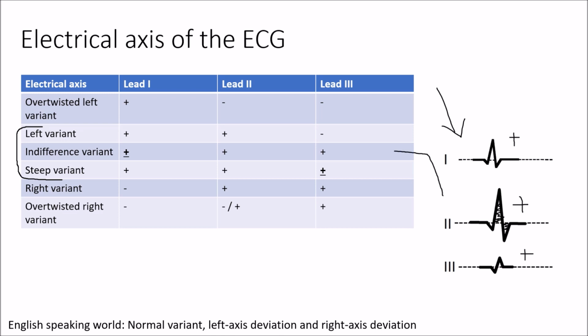Please note that this detailed classification, as you can see here, only takes place in Germany. In English-speaking countries we usually only distinguish between a normal, left and right deviating variant. But I think the German method is better, so only this one is shown here. By the way, the ECG on the right side shows the indifference variant.